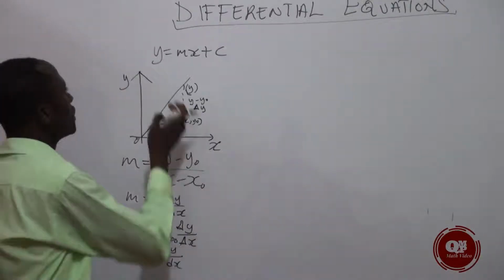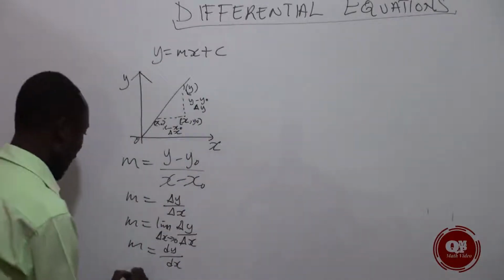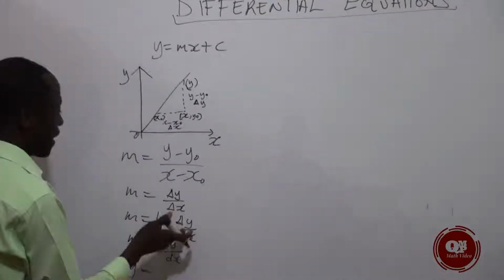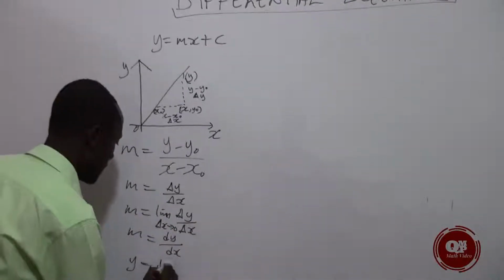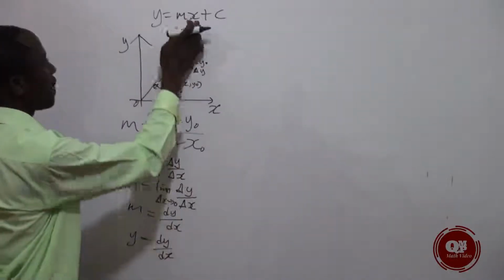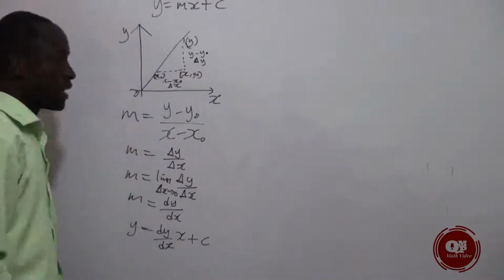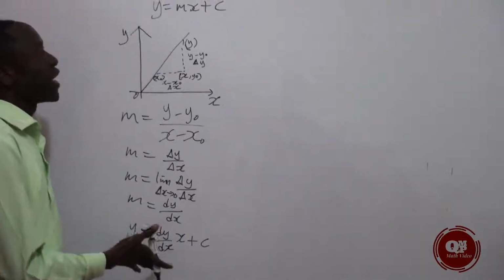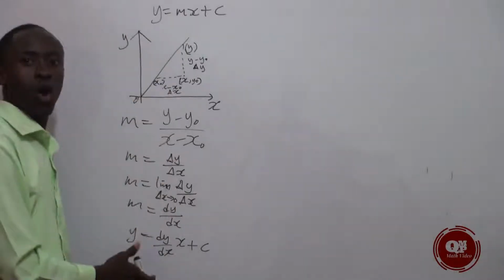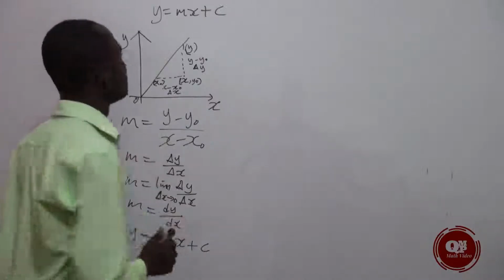So what do we do? y is equal to mx plus c. We can simply write that as y is equal to m, that is dy/dx, times x, plus c. Please take note of the different way by which we have been able to write our equation of a line. Let me give you another example.